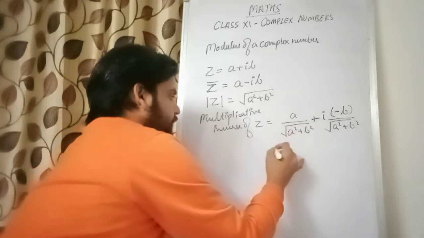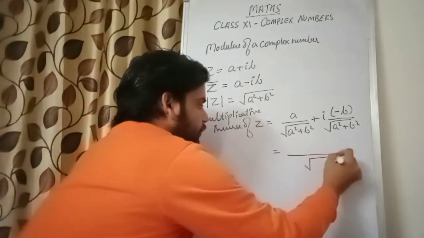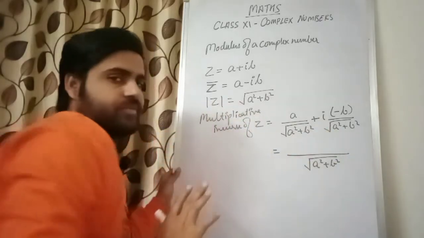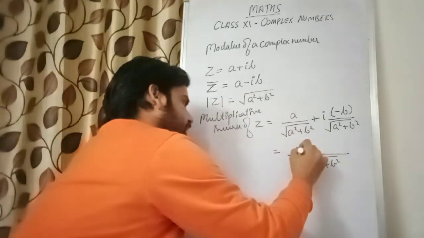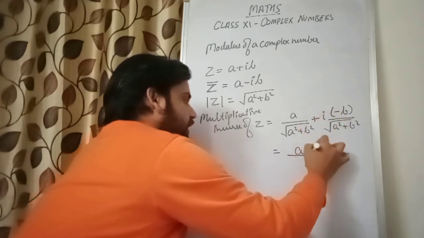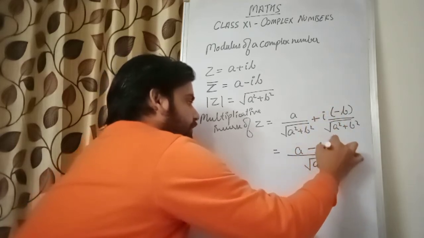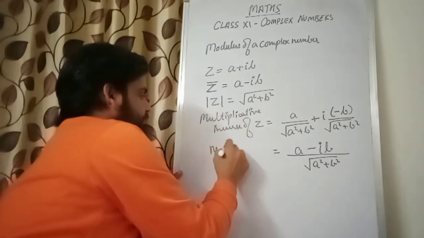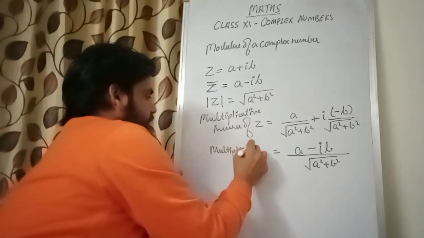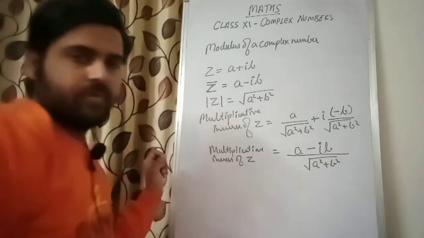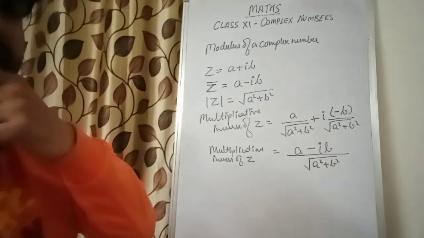If I join them, it can be written with the LCM as root of a square plus b square. It can be written as a, plus into minus, minus ib. And this is the multiplicative inverse of z. Okay, the multiplicative inverse of z.